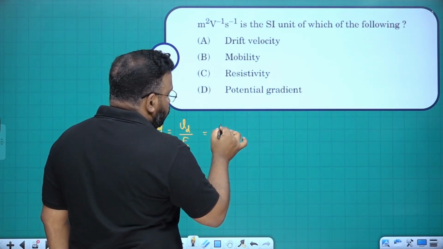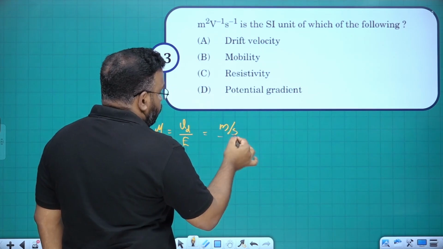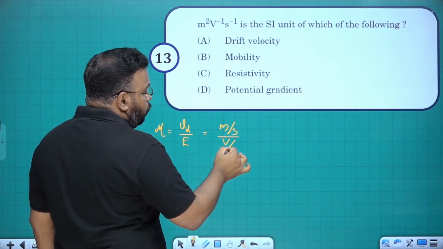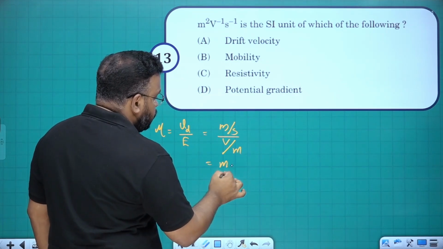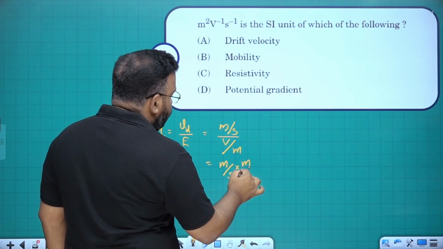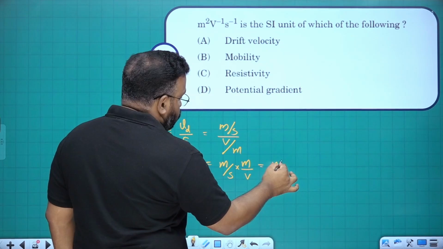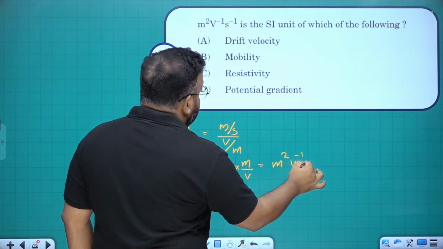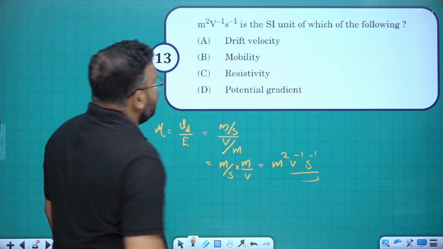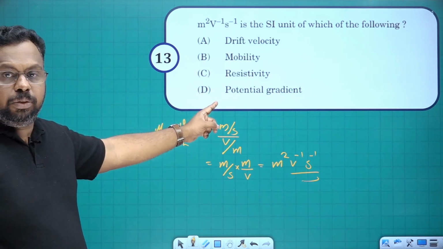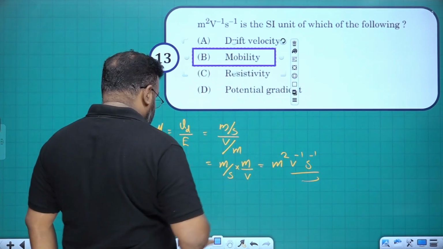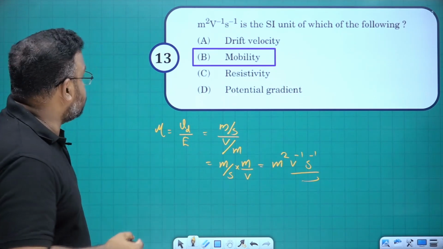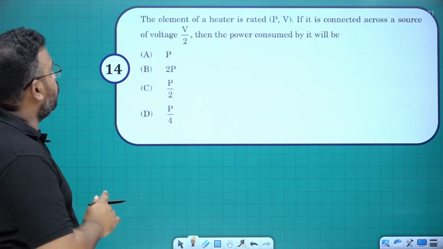So what is drift velocity unit? Meter per second. Electric field, we have a unit, volt per meter. Yes or no? So we get meter per second into meter by volt. So we get meter square, volt raised to -1, second raised to -1. Got it. So that unit is for which quantity? It is for mobility.